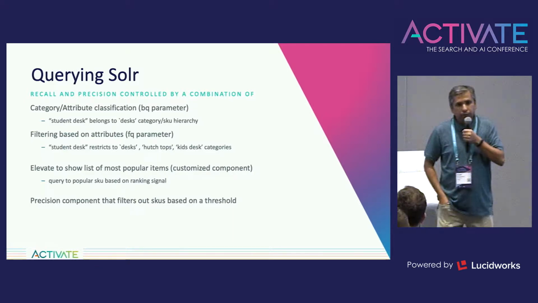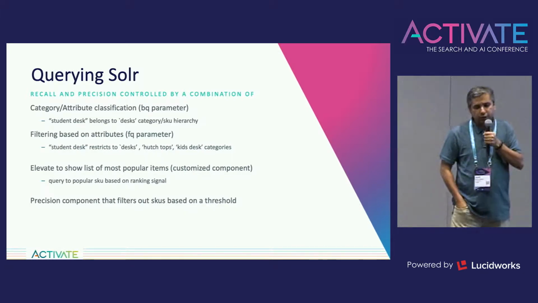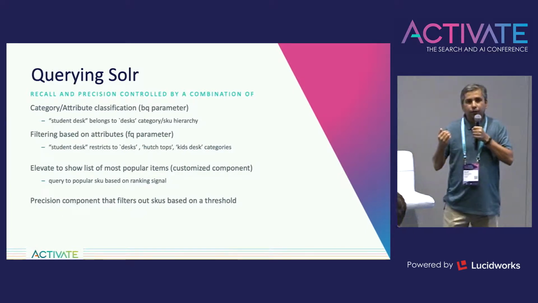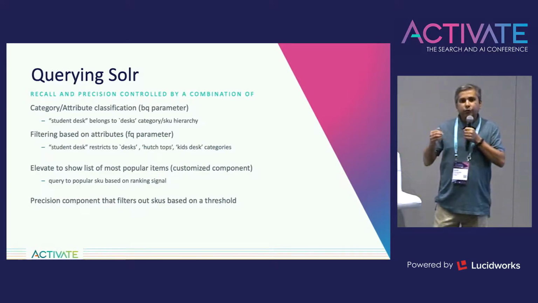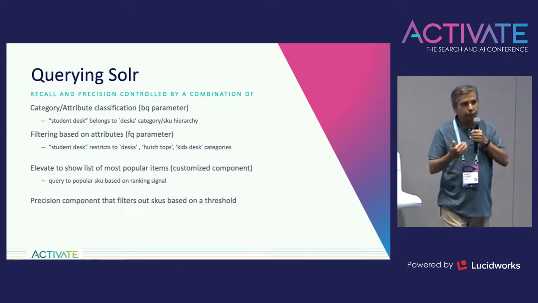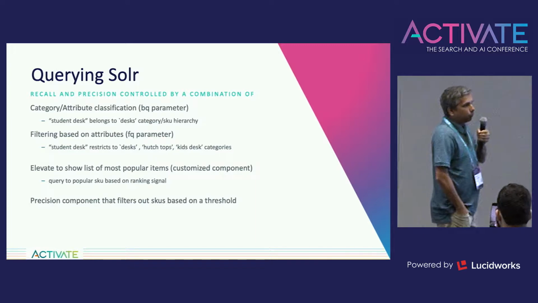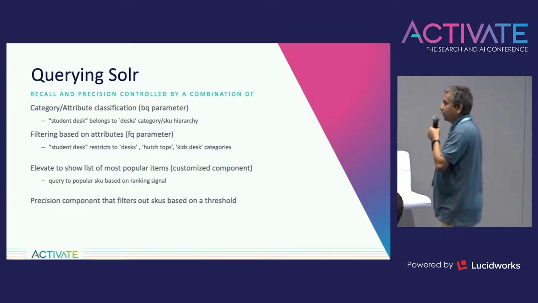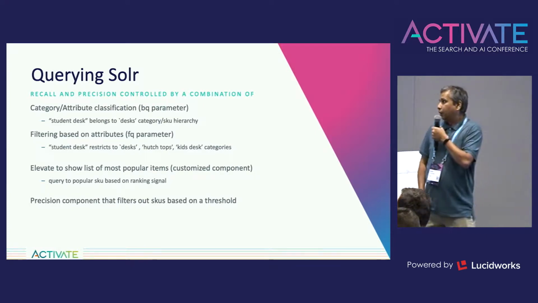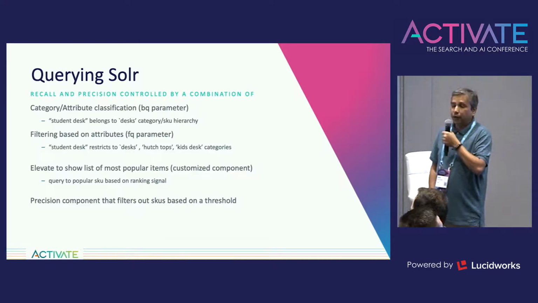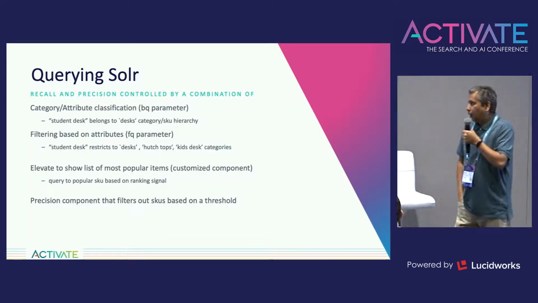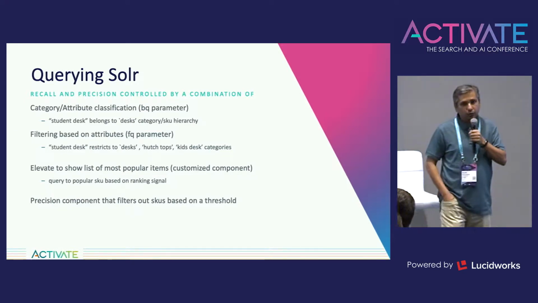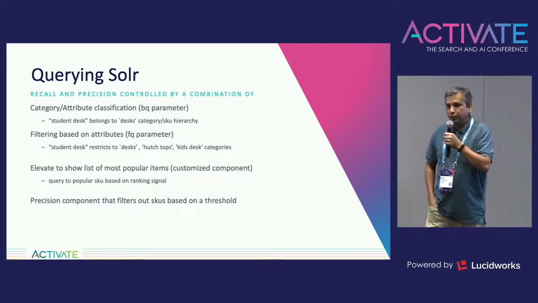And we have something called the precision component, where we want to control how many items are returned. The items which fall below a threshold of scores, we want to cut them off from the result set. So we have a custom component based on a post filter, where we remove or filter out items based on the threshold. Ashish, one of the co-presenters here, will talk about the various Solr components that we have and dive deep into them.